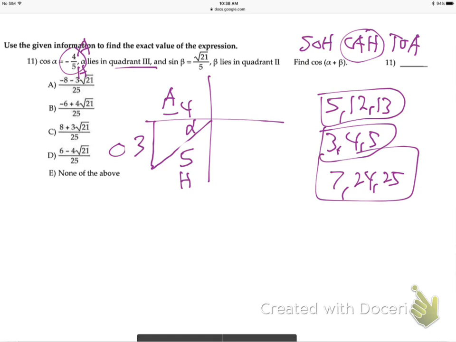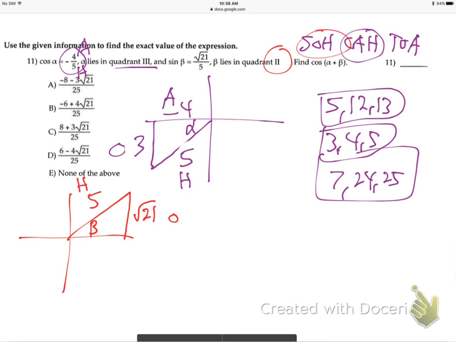So they're telling me the sine of, oh, and they're giving me B, another angle. I've got to do both of them. This is a painful problem. So I've got to go over here now into quadrant 2 and make angle beta. And the sine of beta is root 21 over 5, right? Sine is opposite over hypotenuse, and here's the adjacent. So for that one, I'm going to have to find the missing side, aren't I?